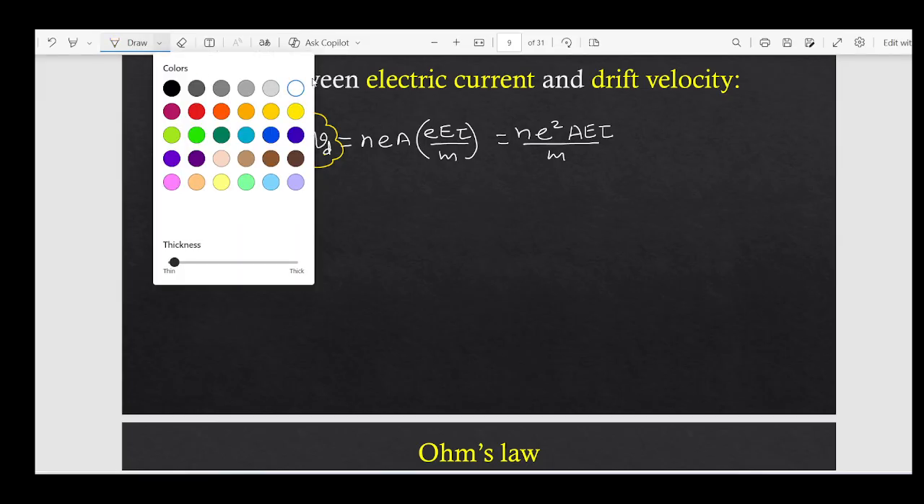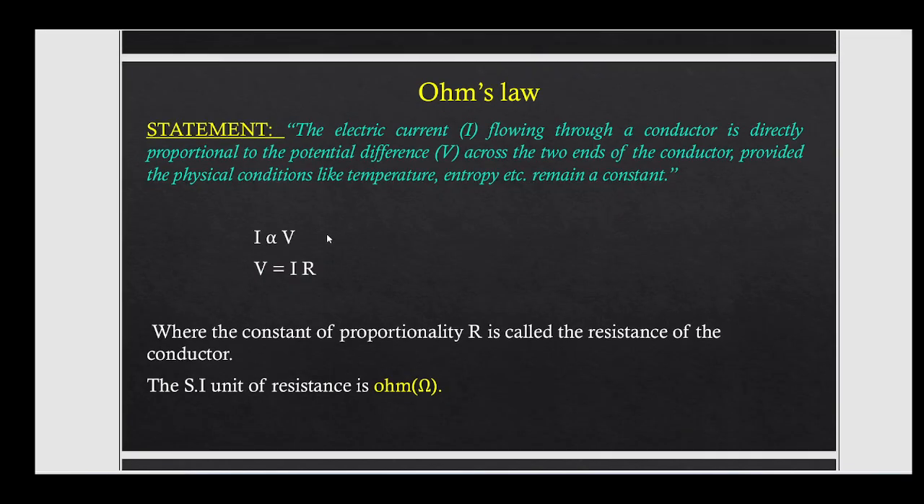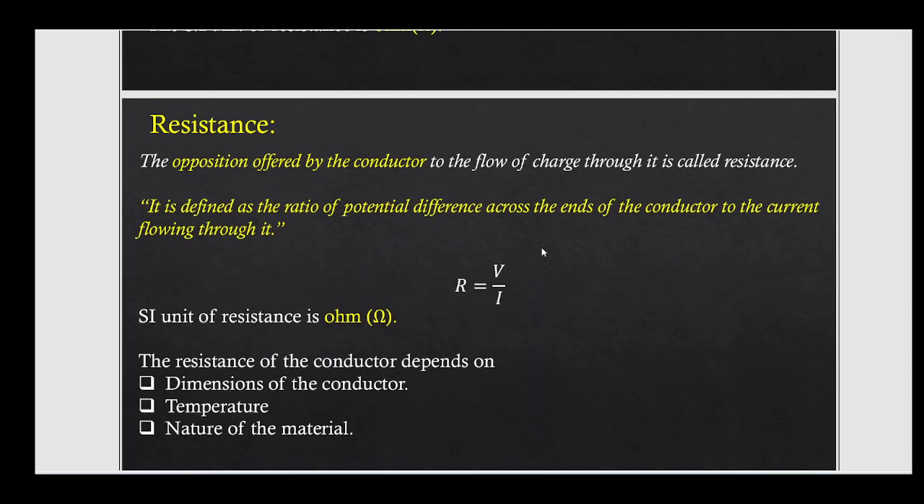Next, moving on to Ohm's law. In Ohm's law, the current flowing through a conductor is directly proportional to the potential difference applied across the ends of the conductor. From that we get V is equal to I into R. Then we have the resistance. In terms of voltage and current, we can write resistance like this, but other than that we have a few more formulae. Resistance is given by V by I.